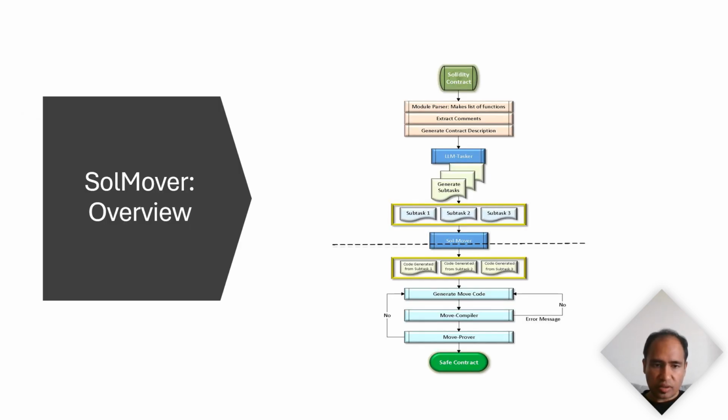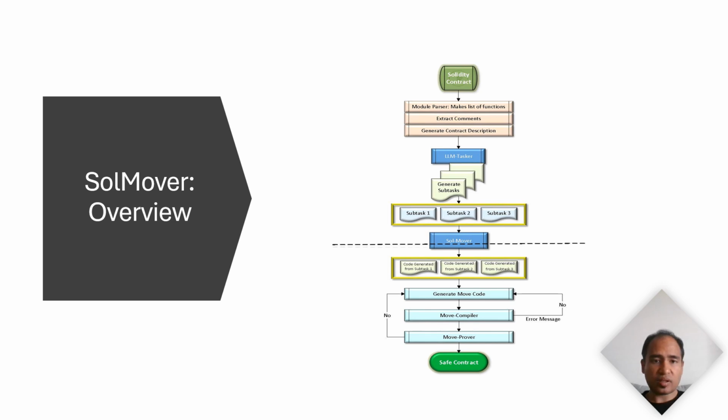Now coming to SolMover. This is the overall architecture of SolMover. It has the input Solidity contract. Then we go through certain stages where it learns from that contract what the contract actually does. Then, as humans learn to code, it breaks the contract down based on concepts, which we'll go into a little bit later. It breaks it down into different tasks, understands what it actually does, and creates very small subtasks from that.